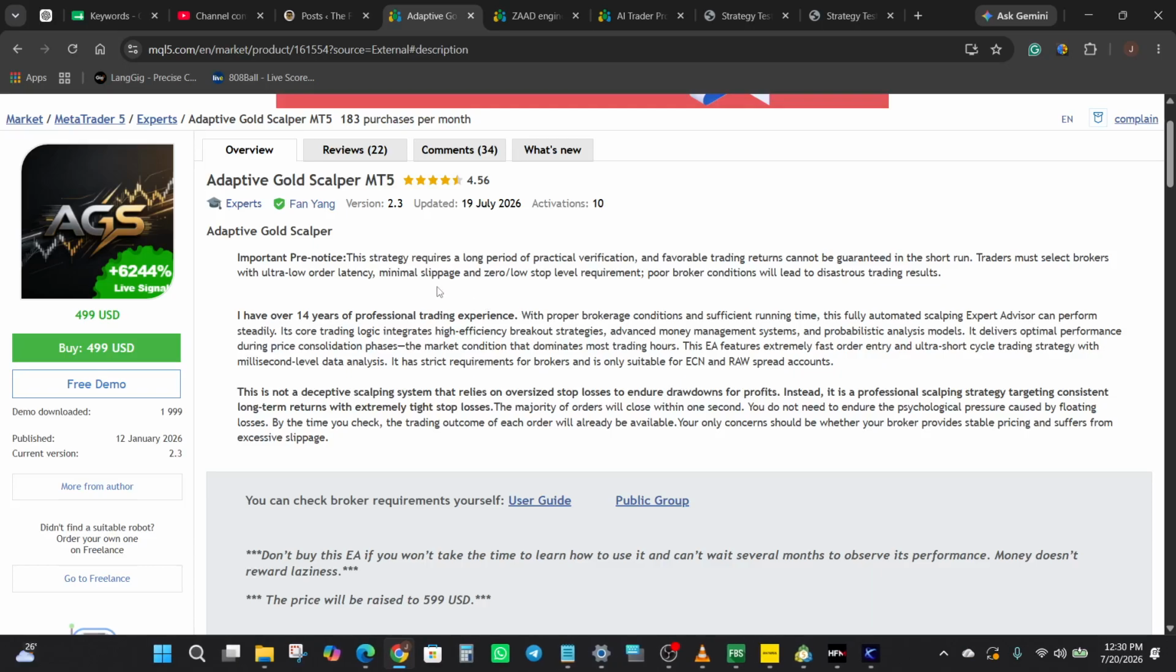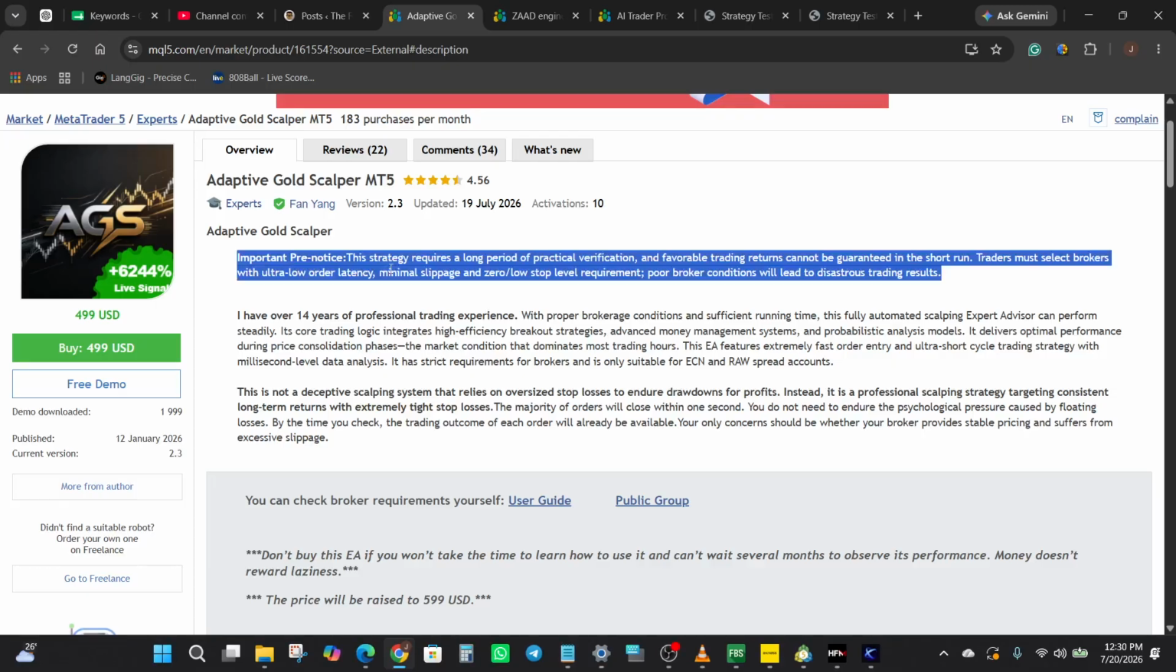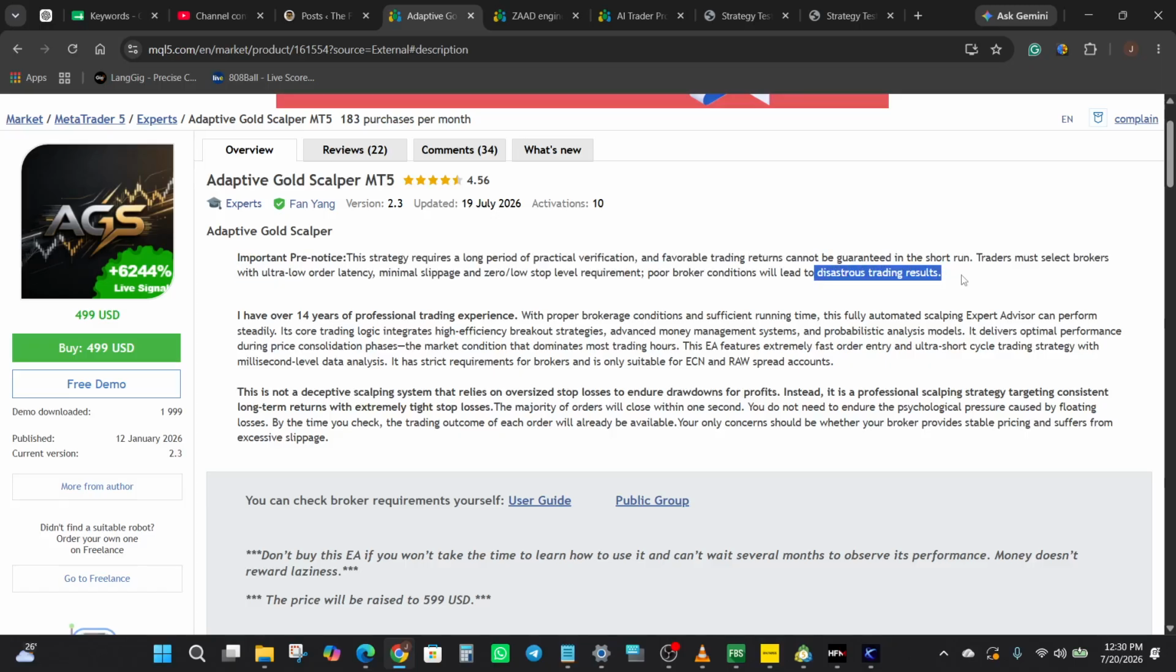The developer states that this strategy needs a long verification period, requires brokers with ultra low latency, and minimal slippage, and warns that poor broker conditions will lead to what is described as disastrous trading results.